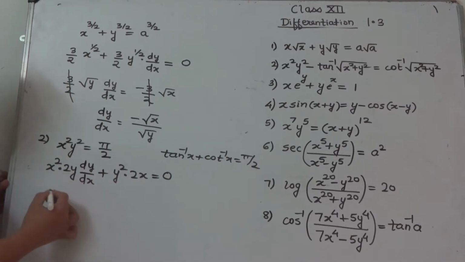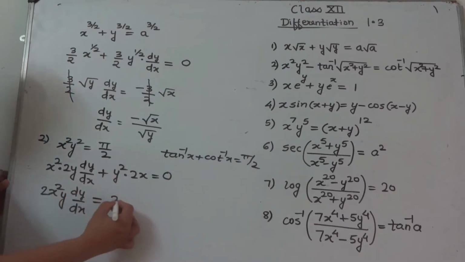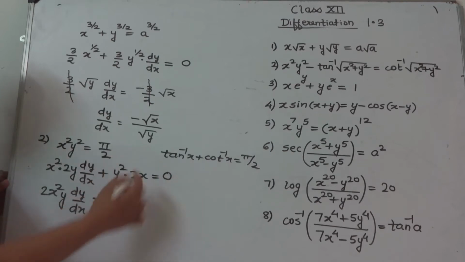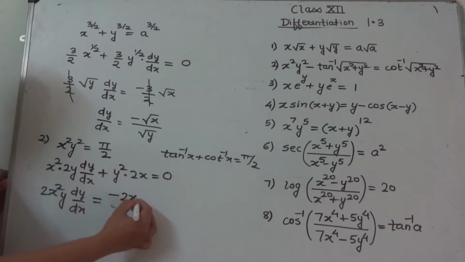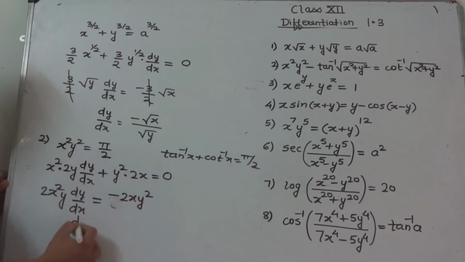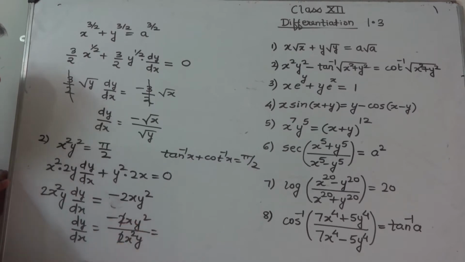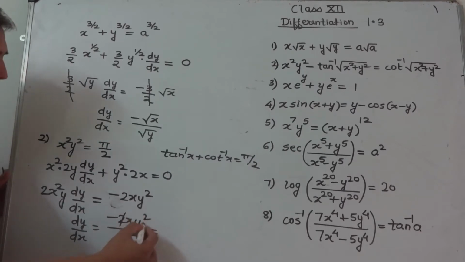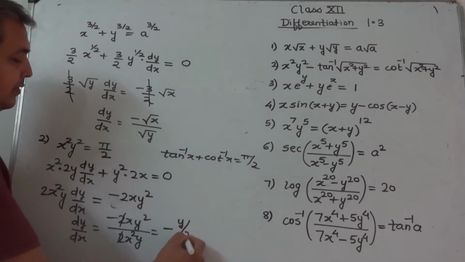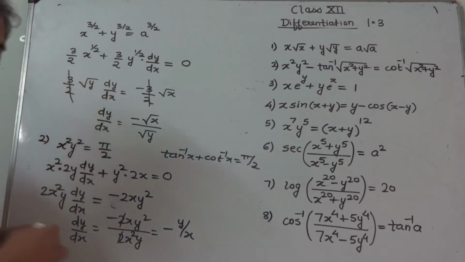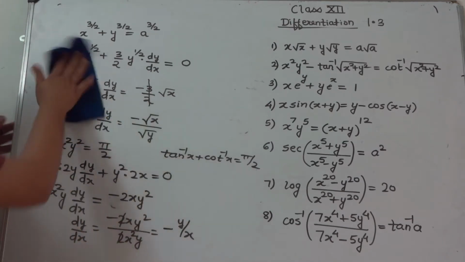Now this is term of dy by dx. So we write 2x square y dy by dx on left hand side is equal to, now this term goes on right hand side, it becomes minus 2xy square, and so students we get dy by dx equal to minus 2xy square upon 2x square y. 2 gets cancelled, 1x gets cancelled, 1y gets cancelled, and we get minus y upon x. This is the answer. We move on to the third one.